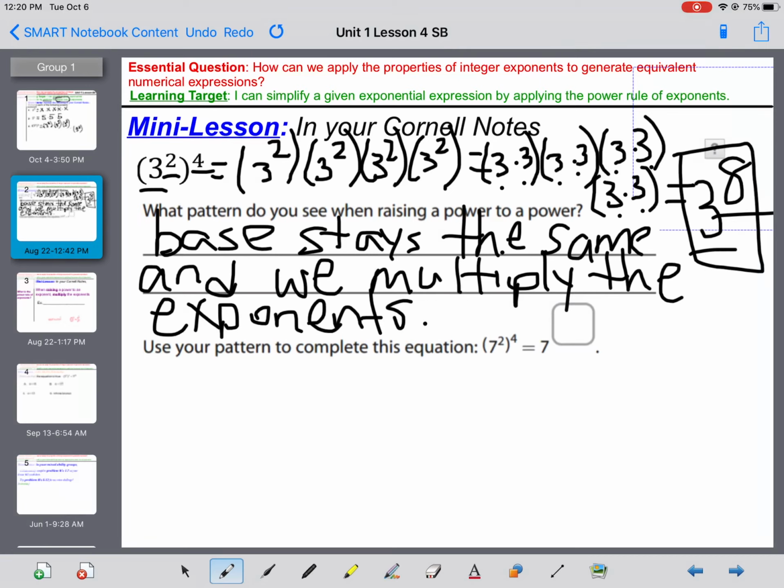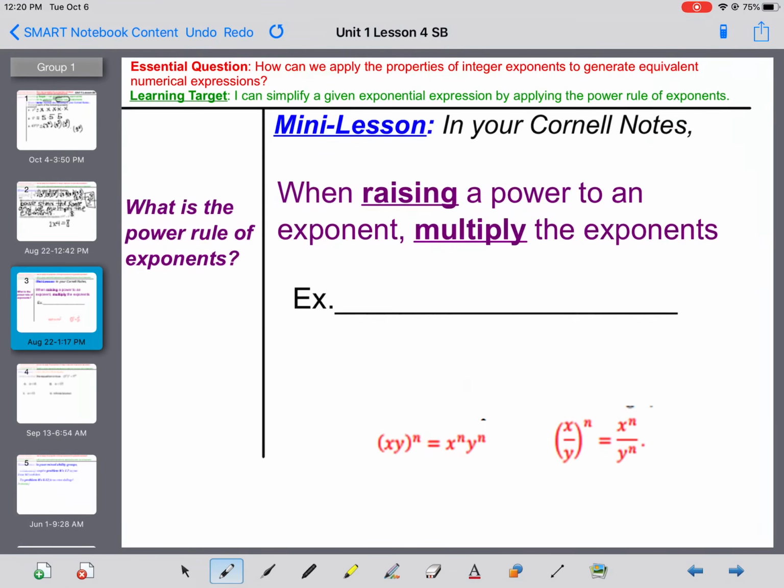All right, so in this example, we have 2 and 4 as our exponents. So 2 times 4 equals 8. So that means it's 7 raised to the 8th power. All right, moving along. The question in our question section is, what is the power rule of exponents? And again, we just came up with the rule. When raising a power to an exponent, multiply the exponents.